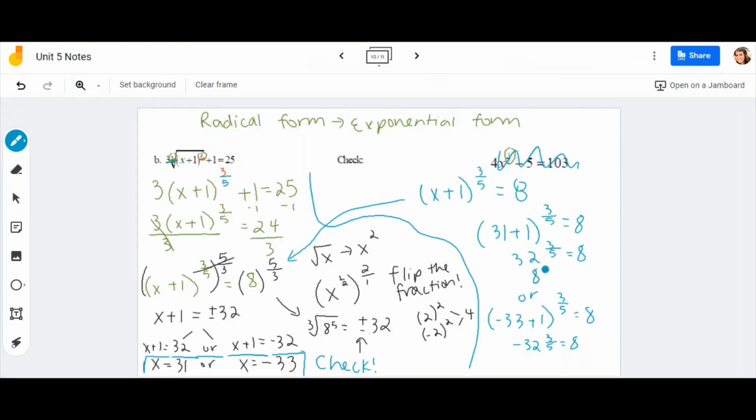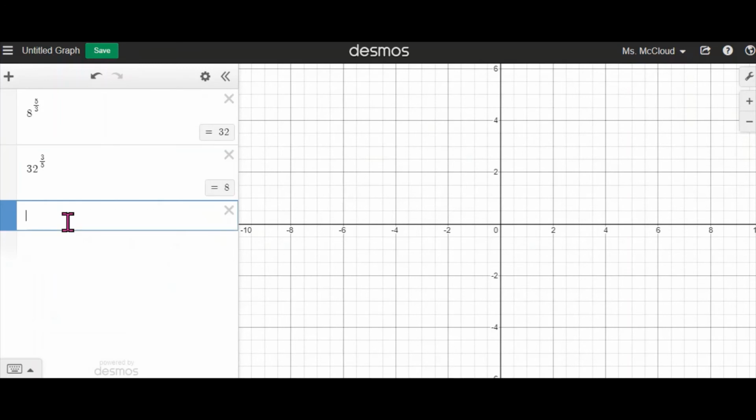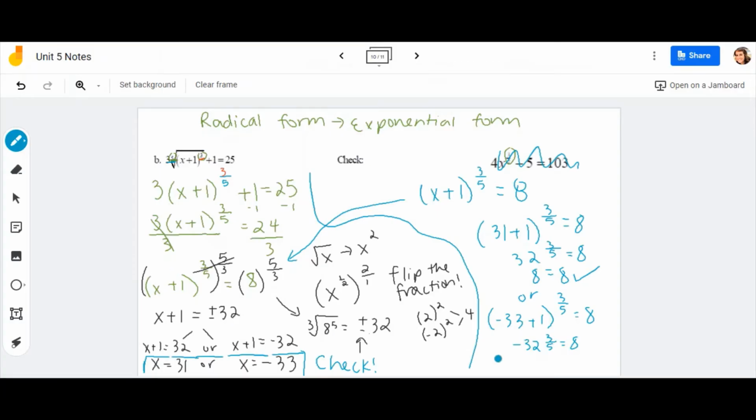So for my first one, 8 equals 8. That's exciting. That means that x equals 31 is a solution. And then the next one is negative 32. So when I type that in, I want to be careful to use parentheses, and then raised to the 3/5. And when you look at that, we get negative 8. So for that one, because negative 8 does not equal positive 8, x equals negative 33 is not a solution. I know that that felt longer, but let's try one more altogether to see if that helps.